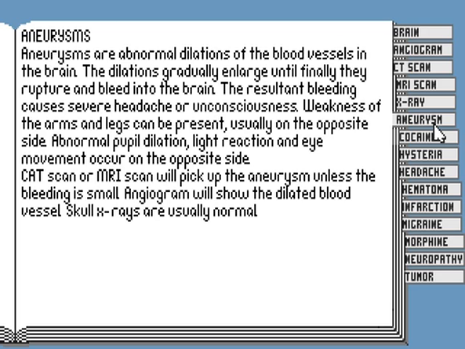Aneurysms. Abnormal dilations of the blood vessels in the brain. They gradually enlarge until finally they rupture and bleed into the brain. The resultant bleeding causes severe headache or unconsciousness. Weakness of the arms and legs can be present, usually on the opposite side. Abnormal pupil dilation, light reaction, and eye movement occur on the opposite side. CAT scan and MRI will pick up the aneurysm unless the bleeding is small. Angiogram will show the dilated blood vessel. Skull x-rays are usually normal.